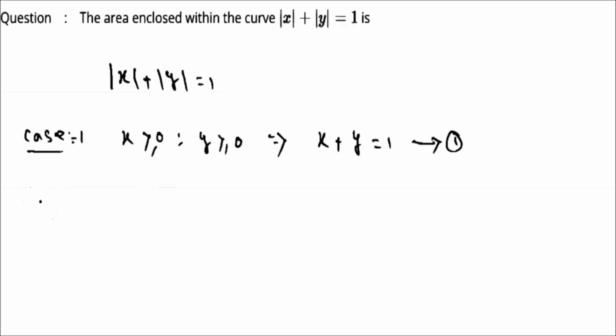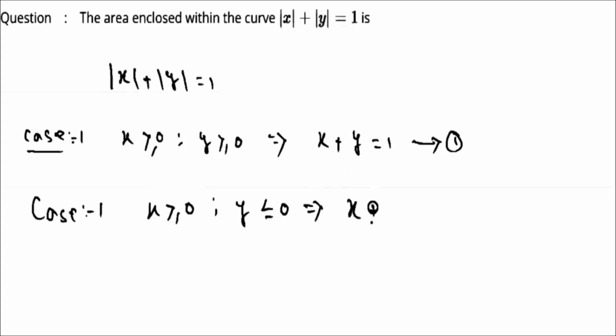Now case 2, we consider x is greater than or equals to 0 and y is less than or equals to 0. Then because x is greater than 0, mod x equals to x, and y is less than 0, then mod y is minus y. So this is x minus y equals to 1. This is number 2.